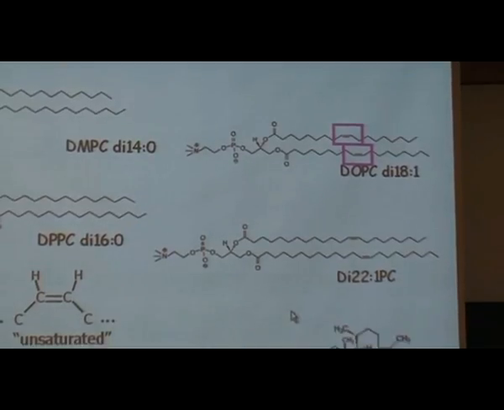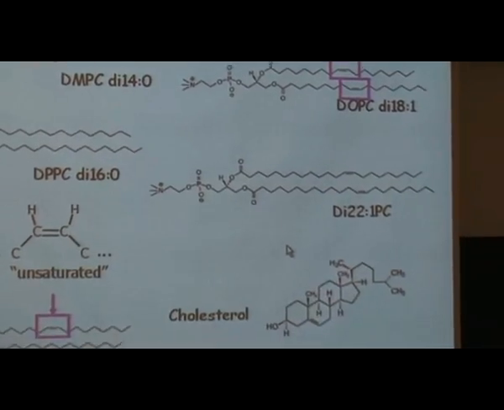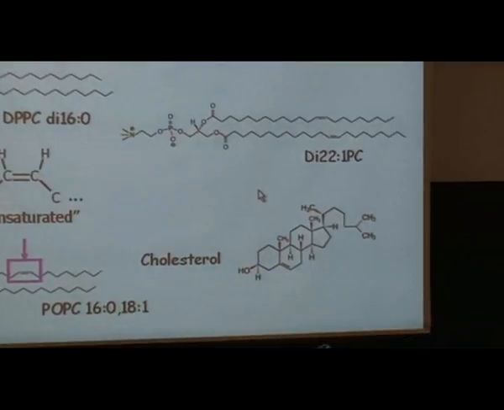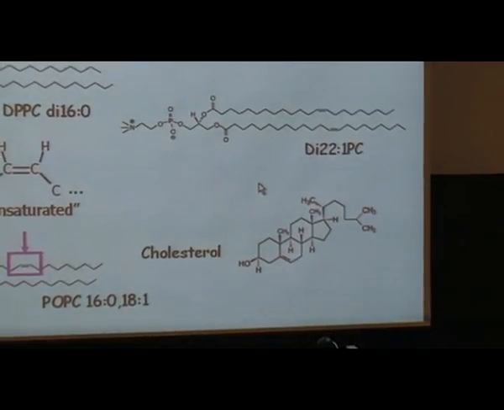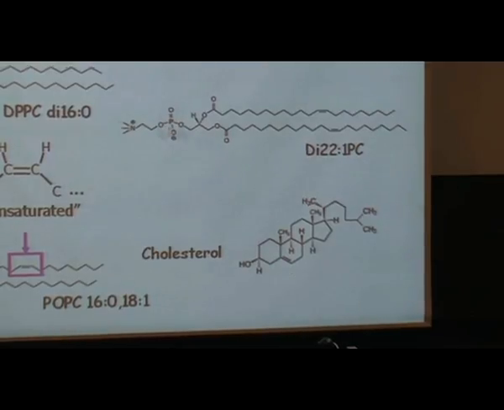Now, the other key player in this talk, in this paper that we just did, is cholesterol. And cholesterol is a lot different than the other lipids that I've shown. All these other lipids have the same head group. There are lipids with different head groups, but I'm just focusing on these so-called PC head groups, phosphatidylcholine head groups. But cholesterol is quite different.